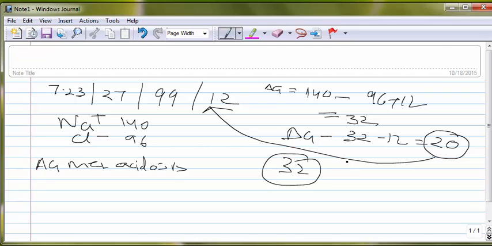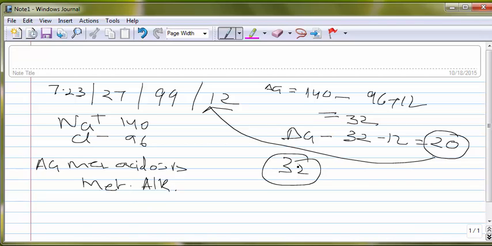So bicarb, if 24 is normal, then it should drop by 20 units. It should come down to 4. Rather than that, it is 12. So that means there is a process through which the body is gaining bicarbs. So this patient has got metabolic alkalosis as well.